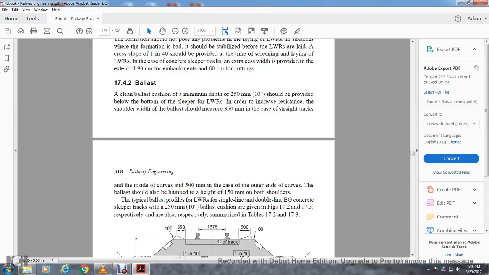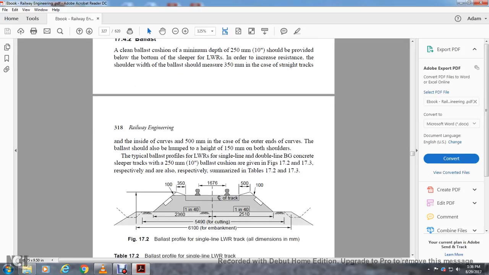Typical ballast profiles of a long welded rail, single line and double line, broad gauge concrete sleeper track with a 250 millimeter, 10-inch ballast cushion, are shown in figures 17.2 and 17.3 respectively, summarized in tables 17.2 and 17.3. Figure 17.2 shows the ballast profile of single line long welded rail track, all dimensions in millimeters: 6,100 millimeters for embankment and 5,490 for cutting.